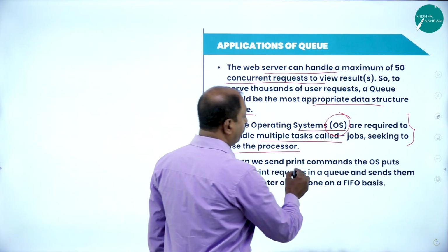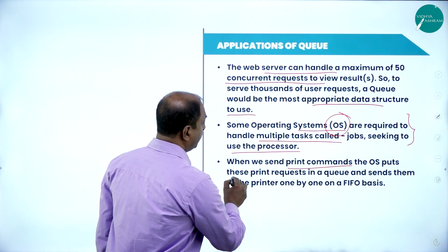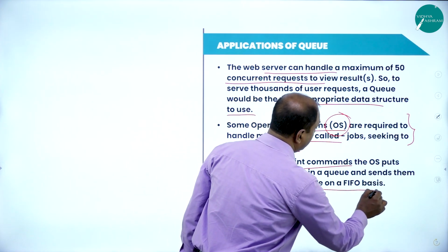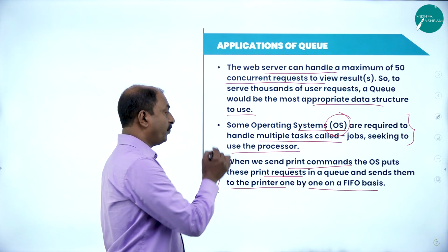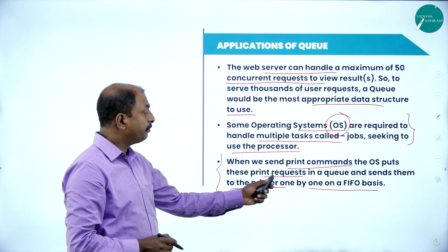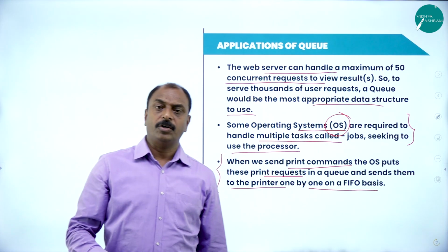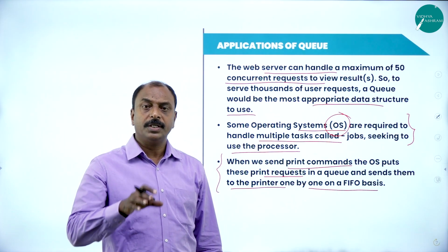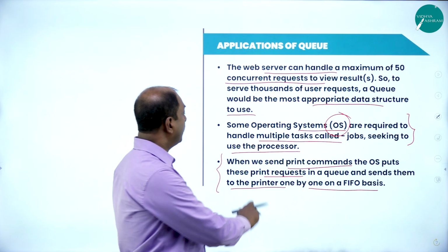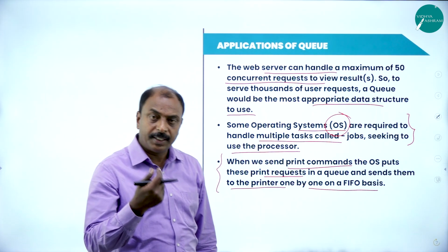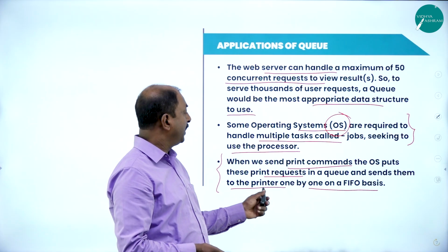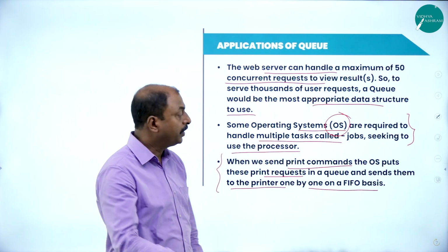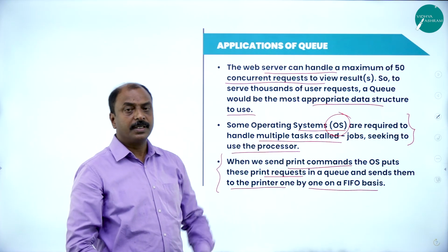Next one is when we send a print command to the operating system, these print requests are put in a queue and sent to the printer one by one on a FIFO basis. This is also a very good example of a printer queue. For example, in a small office scenario, generally there is only one printer and maybe more than 10 computers. All the computers make use of only one printer, and whoever gives the print command first gets the printout first, and other requests will be in a queue. It is also a very good example of queue data structure.